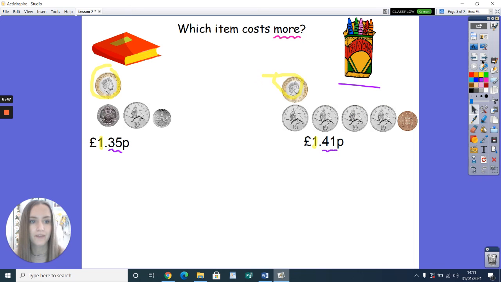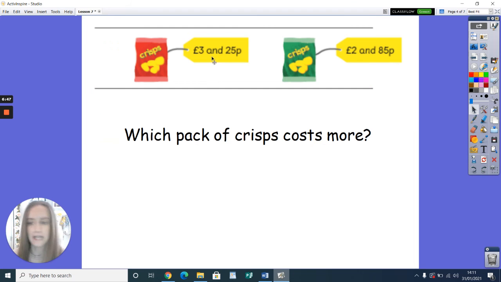Okay, well done. And we've got some very expensive crisps. These bags must be really big. This time, we haven't got any coins to count. They've made it super easy for us. They have told us how much each item costs. We've got the red bag of crisps that costs £3.25 and the green bag of crisps, which cost £2.85. Tell your adult which one costs more and how do you know?